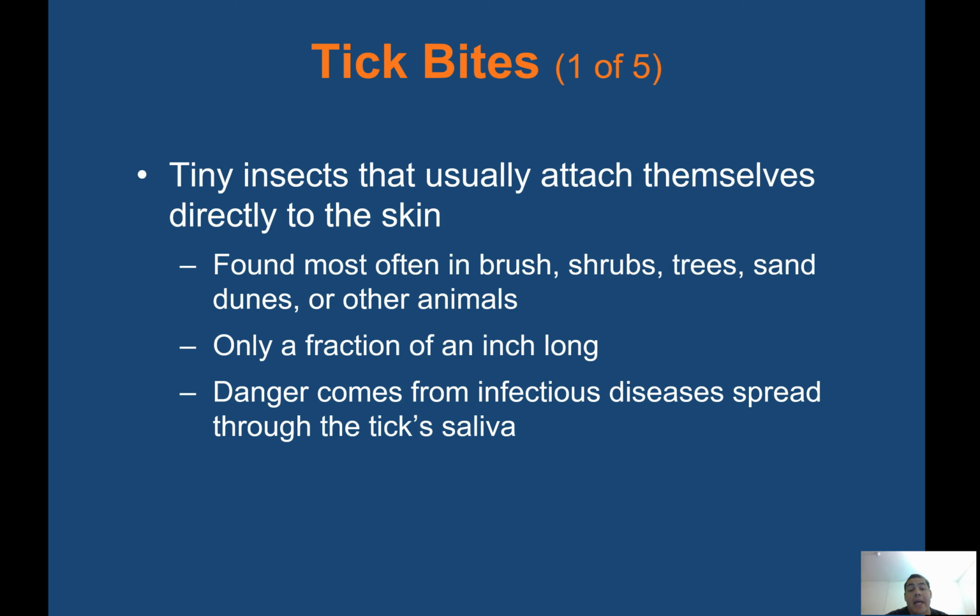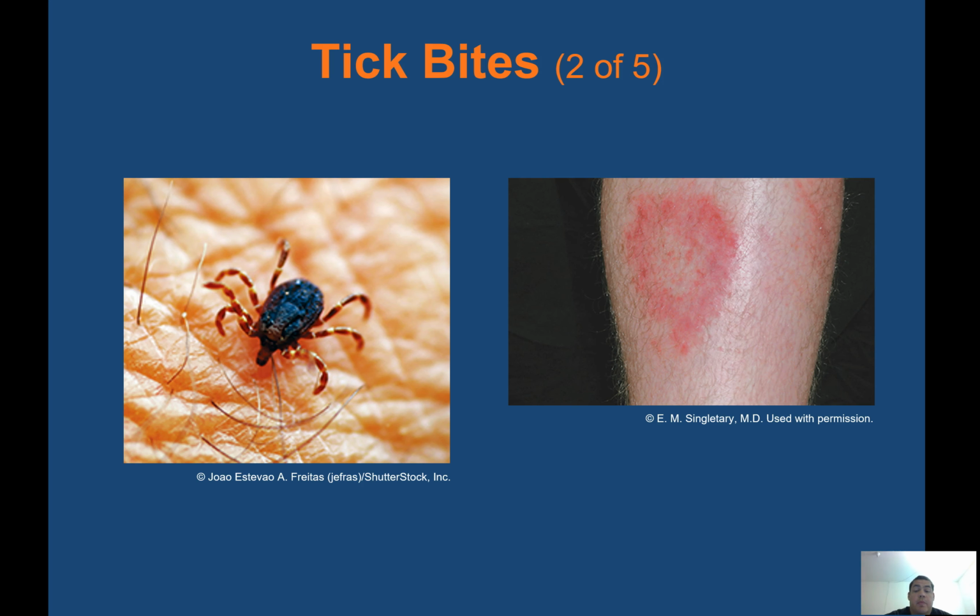Tick bites. Ticks are tiny arthropods that usually attach themselves directly to the skin, found most often in brush, shrubs, trees, sand dunes, or on other animals. Only a fraction of an inch long. Danger comes from infectious diseases spread through the tick's saliva. So it's a pretty small tick, and this is the aftermath of its bite.